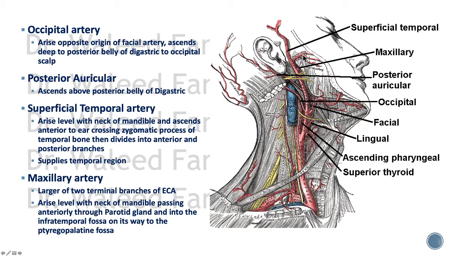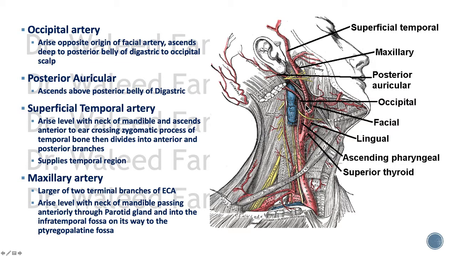It goes anterior on its way to the pterygopalatine fossa, giving around 15 branches. We will study them later when we get to the infratemporal fossa. Okay? So this is the story of the external carotid artery.